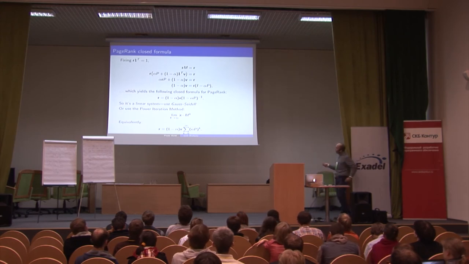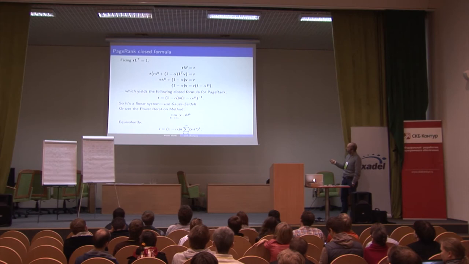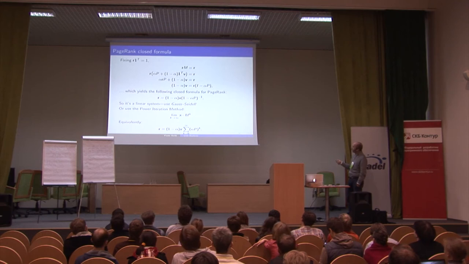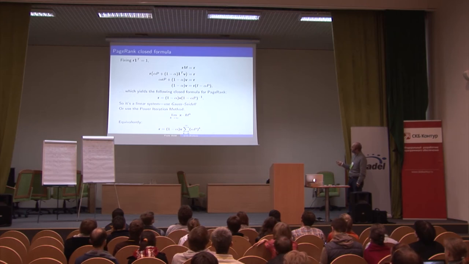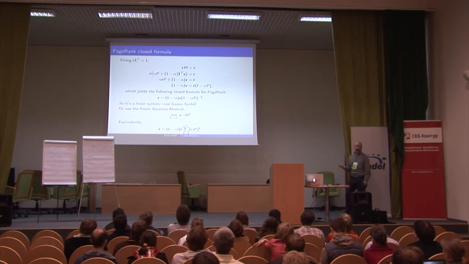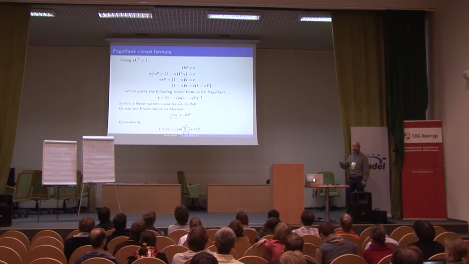So there is yet another way to look at this. Remember this, because we will continuously have to deal with this equation. So this is PageRank: 1 minus alpha times the preference vector times identity minus alpha P to the minus 1. Now, if you only concentrate on this, you probably know that this is equivalent to this. Did you know that? It's exactly like with numbers. The summation from 0 to infinity of beta to the k is equal to 1 over 1 minus beta. Exactly the same with matrices.